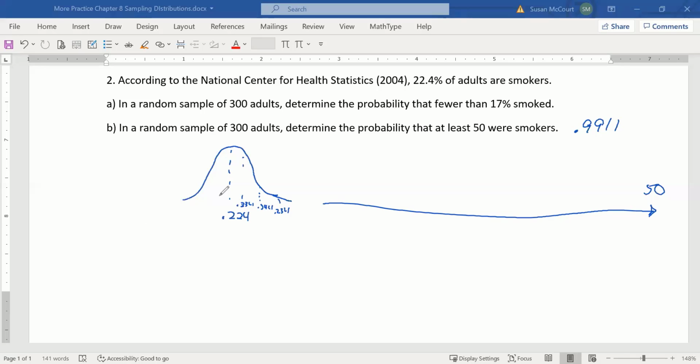This is a distribution of all the proportions, all different sample proportions. So if we had a sample of 300, at least 50 were smokers, we need to think of it in terms of the proportion and not the individual data. Does that make sense? Any questions on this?